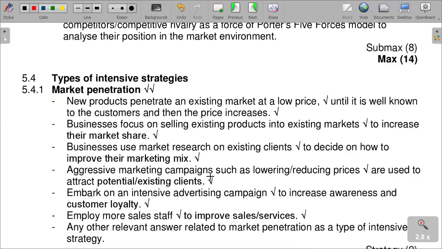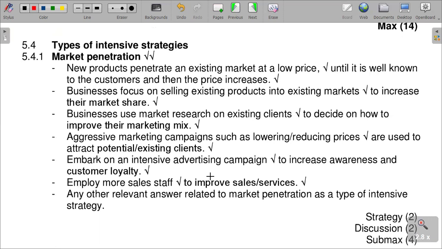And then let's look at types of intensive strategies, because the question also asks us to explain some types of intensive strategies. Intensive strategies: market penetration. A new product penetrates an existing market at a low price until it is well known to the customers, and then the price increases. Businesses focus on selling existing products into existing markets to increase their market share.